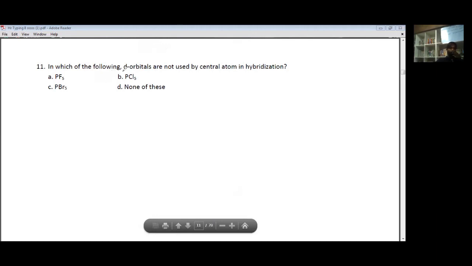Okay. So the next question, number 11. Which of the following d orbitals are not used by the central atom? Here all are PX5 category, right? They all are PX5 category.